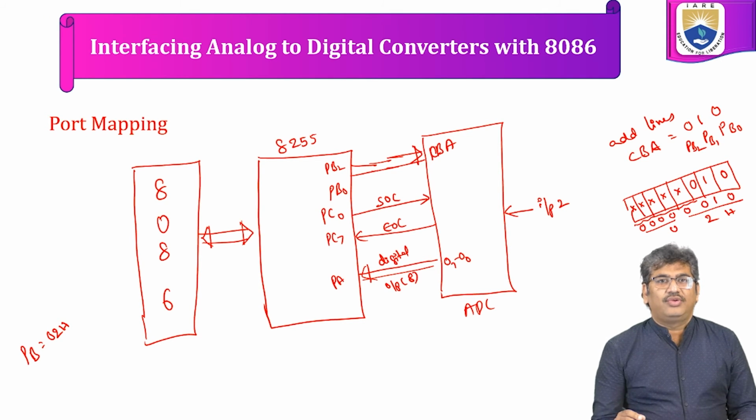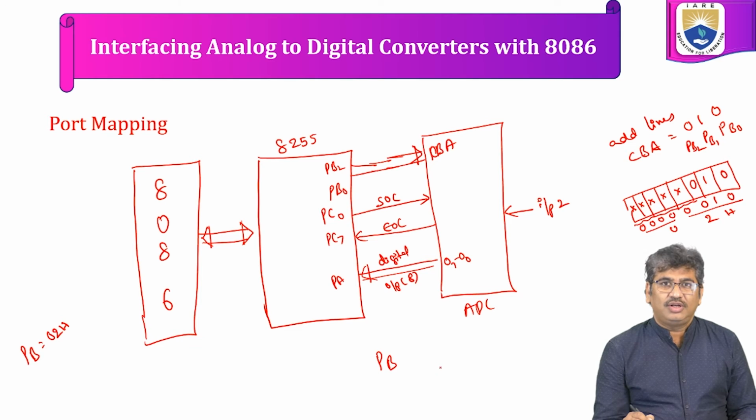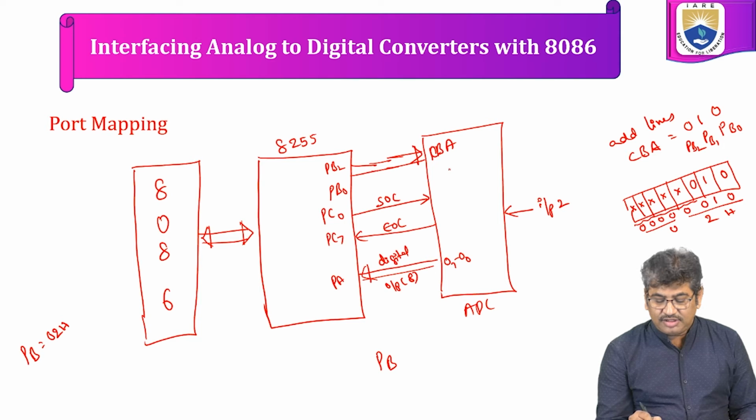Now we have to configure the ports. Before that, we will recollect the mode of operation for port A, port B, port C lower and port C upper. So port B is connected from 8255 to the ADC. So here this port is in output mode.